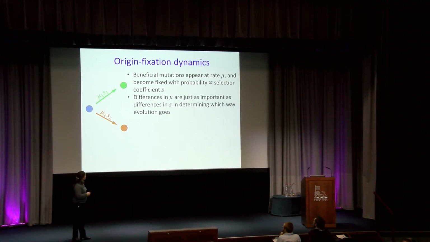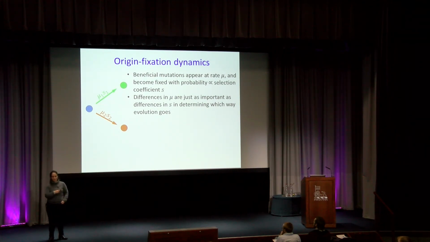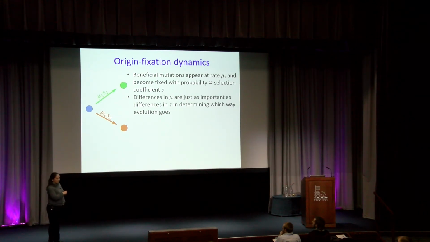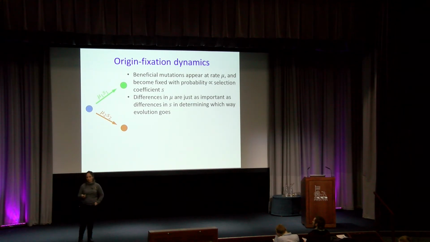What the result is saying is that differences in mu are just as important as differences in S. That's because the probability that something becomes fixed in the face of stochastic variation is proportional to how beneficial it is, and the probability that it occurs at all is given by mu. So you have a flux where things appear at rate mu and succeed with probability S. This product is the flux here, and this product is the flux here. And you can see it's entirely symmetric, that mu and S are equally important in seeing which one will take place.